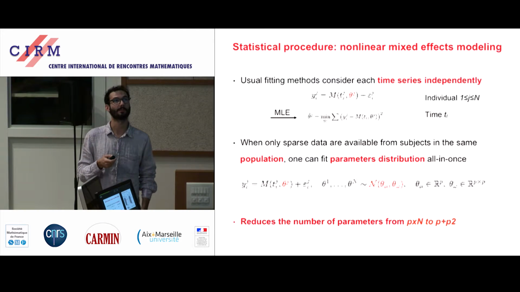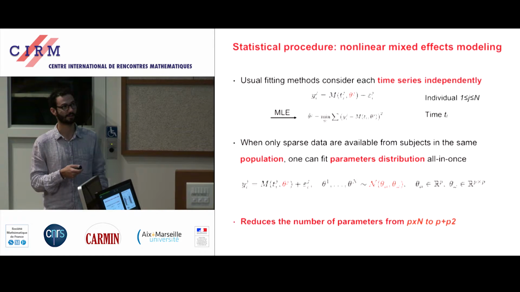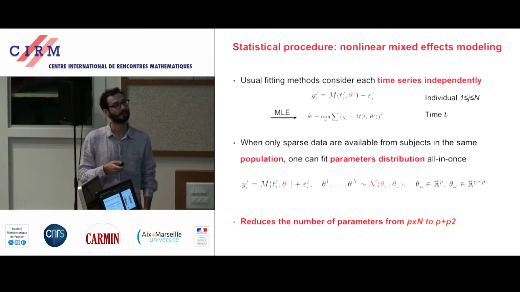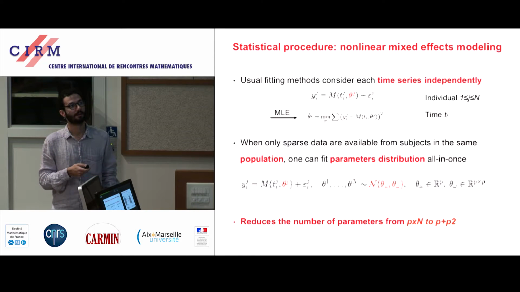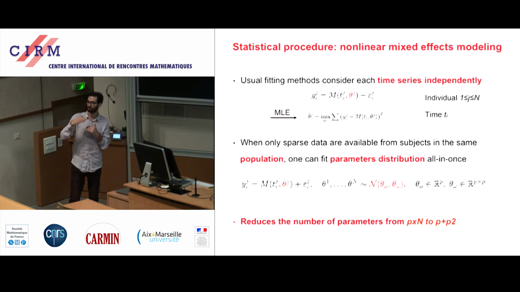In the mixed effects modeling approach, what you do is that you say that each theta j, which is the parameter set of the individual j, or the subject j, the animal j here, each of these parameters follows the same population law, the same distribution. Here, actually, it's not normal. It's log normal in our case. It will be assumed to be log normal.